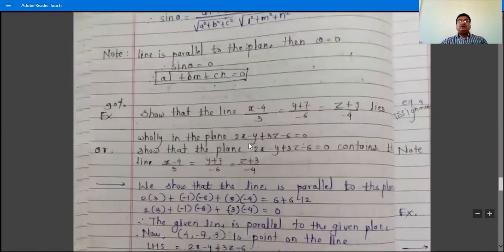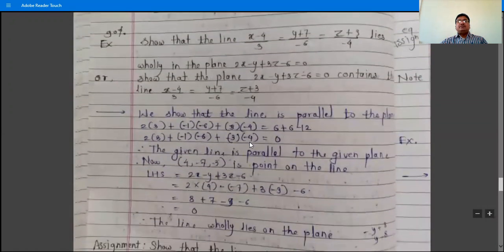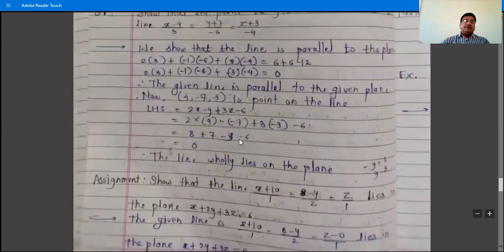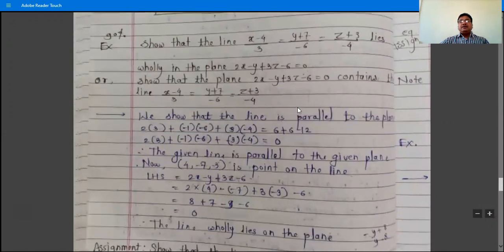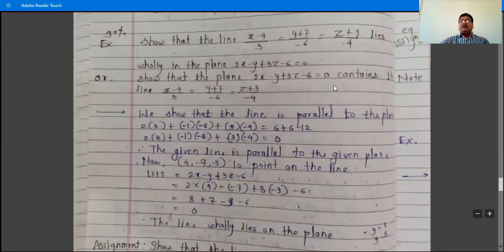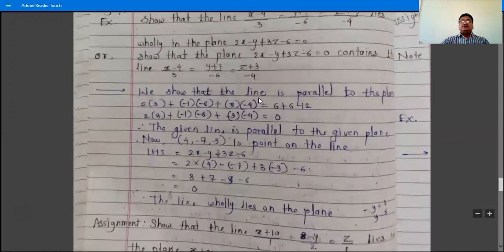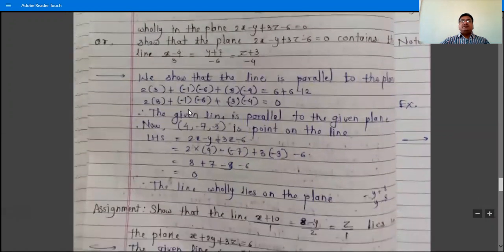So the topic is the angle between line and plane. The previous topic is the angle between line and plane. And the concept is to show that the line lies in the plane, or show that the plane contains the line. That is, all the points on the line lie on the plane.